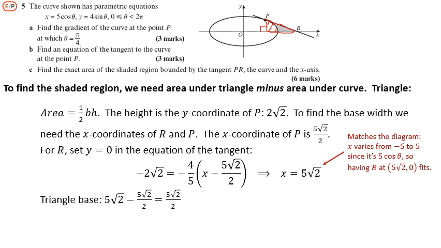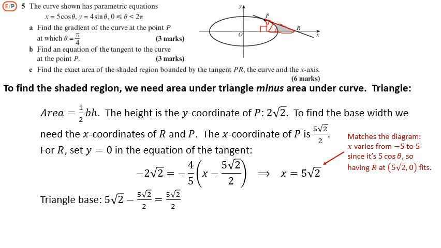Next, we can use that to get the base of the triangle. Don't stop at 5 root 2 because you will not be correct. In fact, if you put all this information on the diagram, it's much easier to see if you made some silly, easily avoidable mistake. We need to look at the x-coordinate at r, which is 5 root 2, and the x-coordinate at p, which is a half of 5 root 2, and subtract one from the other. So we end up with half of 5 root 2 for the overall triangle base.